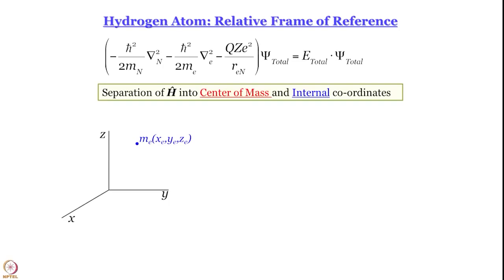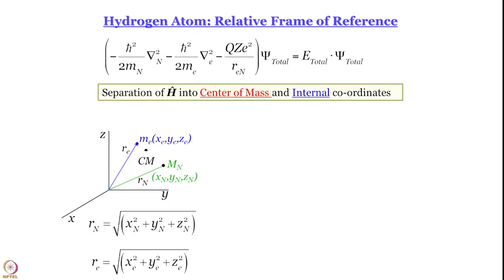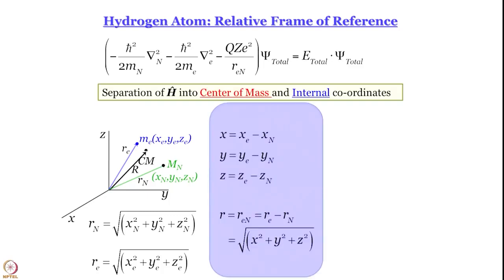Let us say this is the position of the electron, which has mass Me. This is for the nucleus. This is the center of mass, let us say. This diagram is definitely not to scale. So, this is the position vector of the nucleus Rn, the position vector of the electron Re, and you know how they are defined, the position vector of the center of mass. So, what we do is we define this kind of a system where x is equal to xe minus xn, y equal to ye minus yn, z equal to ze minus zn.